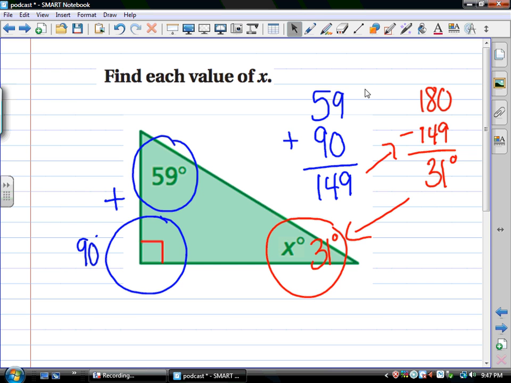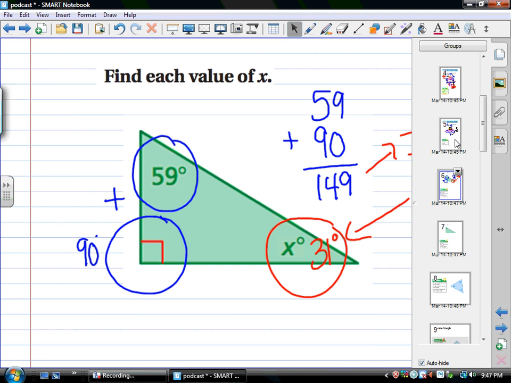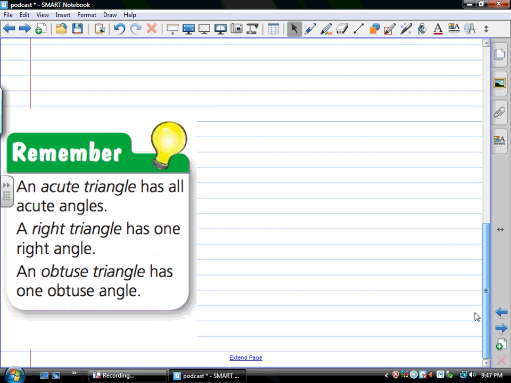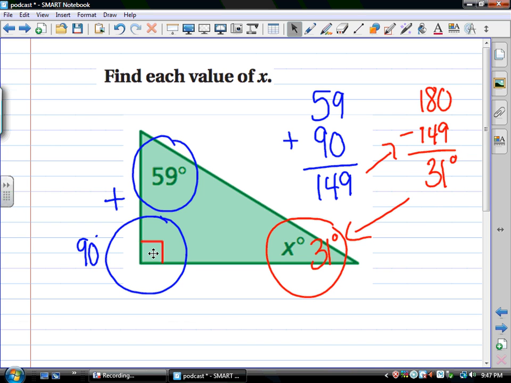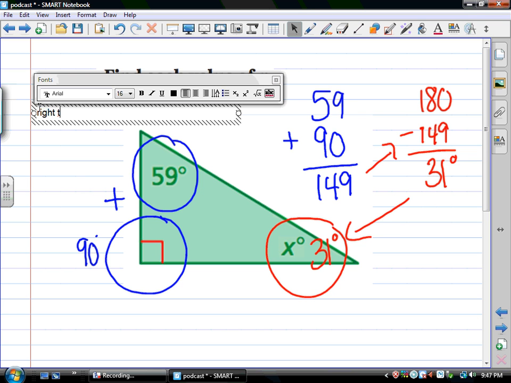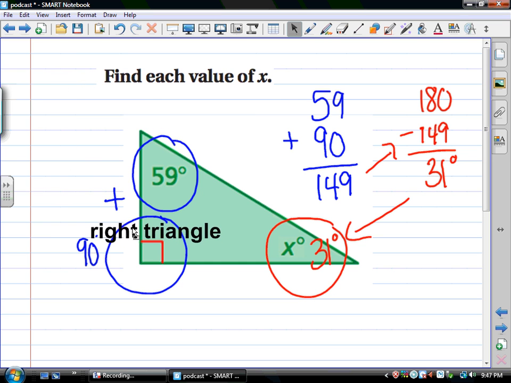If I ask you to identify what kind of triangle it is, remember, I can have an acute triangle, a right triangle, or an obtuse triangle. A right triangle has one right angle. So, by definition, we can say this is a right triangle. And the reason why it's a right triangle is that it has one right angle.